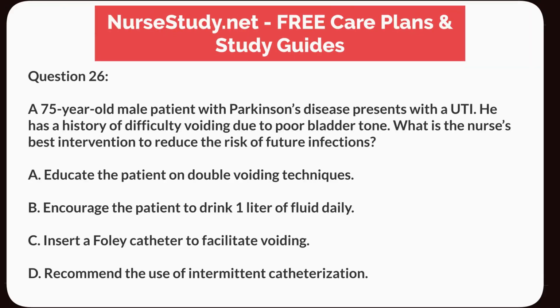Question 26. A 75-year-old male patient with Parkinson's disease presents with a UTI. He has a history of difficulty voiding due to poor bladder tone. What is the nurse's best intervention to reduce the risk of future infections? A. Educate the patient on double voiding techniques. B. Encourage the patient to drink 1 liter of fluid daily. C. Insert a Foley catheter to facilitate voiding. D. Recommend the use of intermittent catheterization.